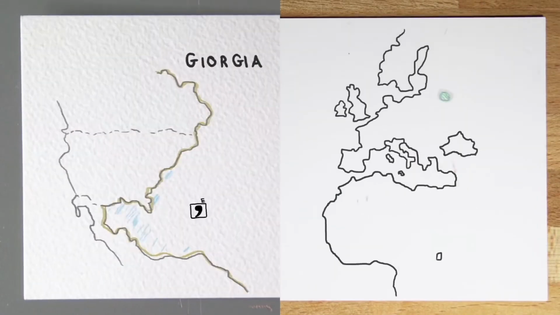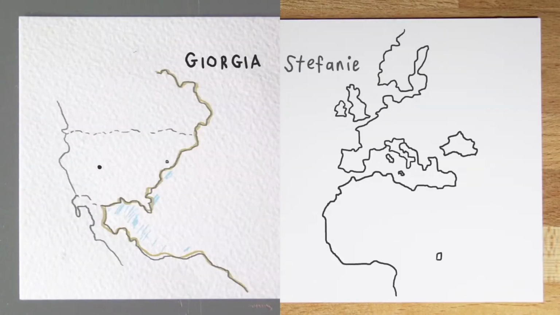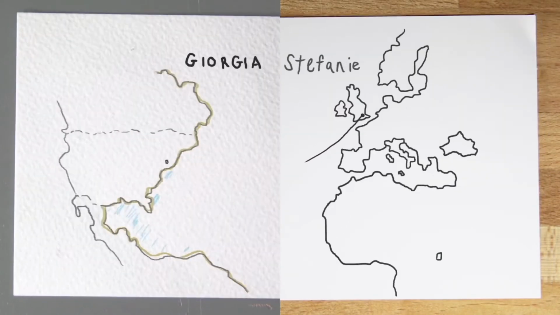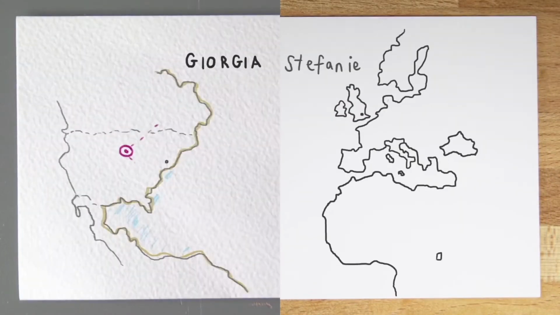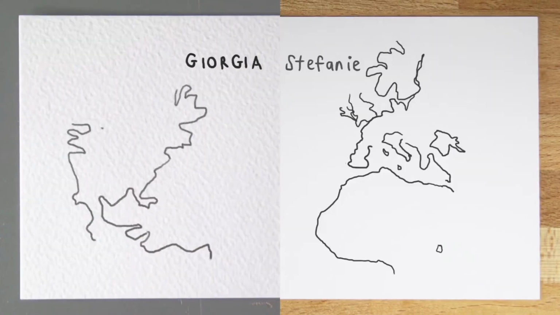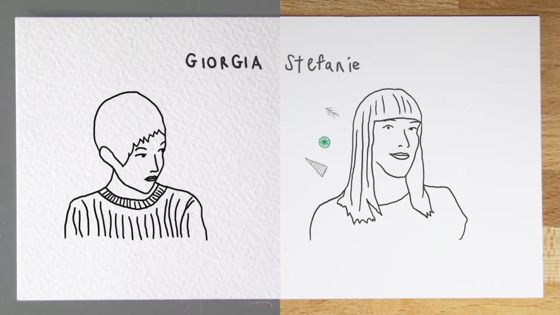I'm Georgia. I am Italian, but I live in New York. I'm Stephanie. I was born in Denver, Colorado, but I've lived in London for the past 13 years. We had only met each other in person twice when in September 2014 we decided to collaborate on a year-long project to get to know each other through our data.